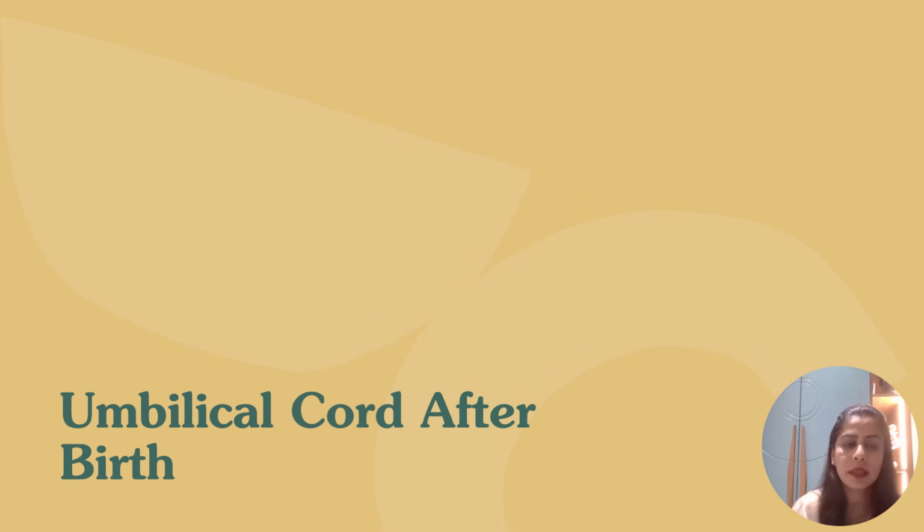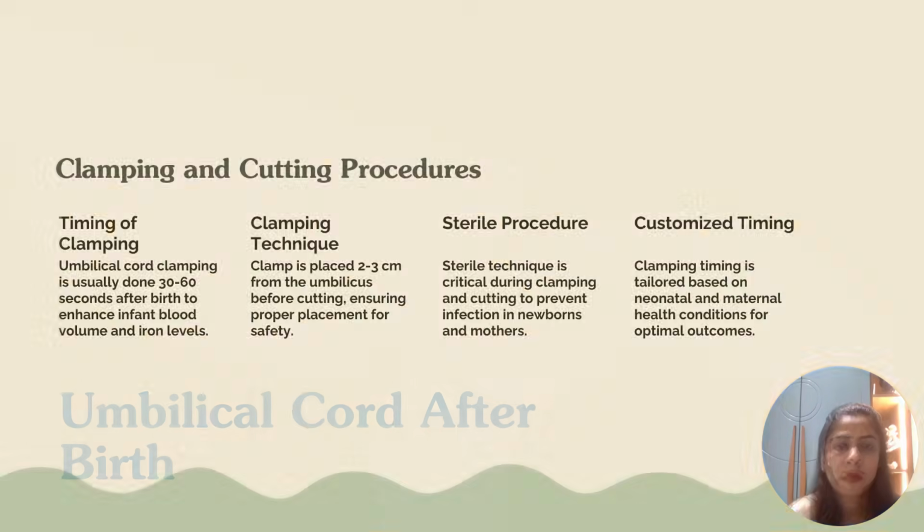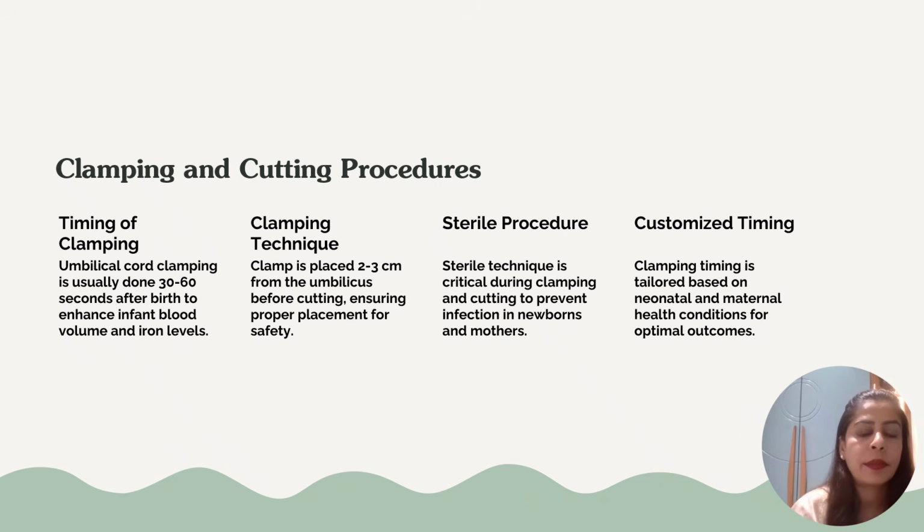Let's see the umbilical cord after the birth. Let's see the clamping and cutting procedure. Timing of clamping. Umbilical cord clamping is usually done 30 to 60 seconds after the birth to enhance the infant's blood volume and iron levels. As I said, delayed clamping: instead of cutting the cord immediately, I said 1 to 3 minutes, we need to have extra time. Let the final boost of blood and iron flow into the baby, which is great for their heart and lungs.